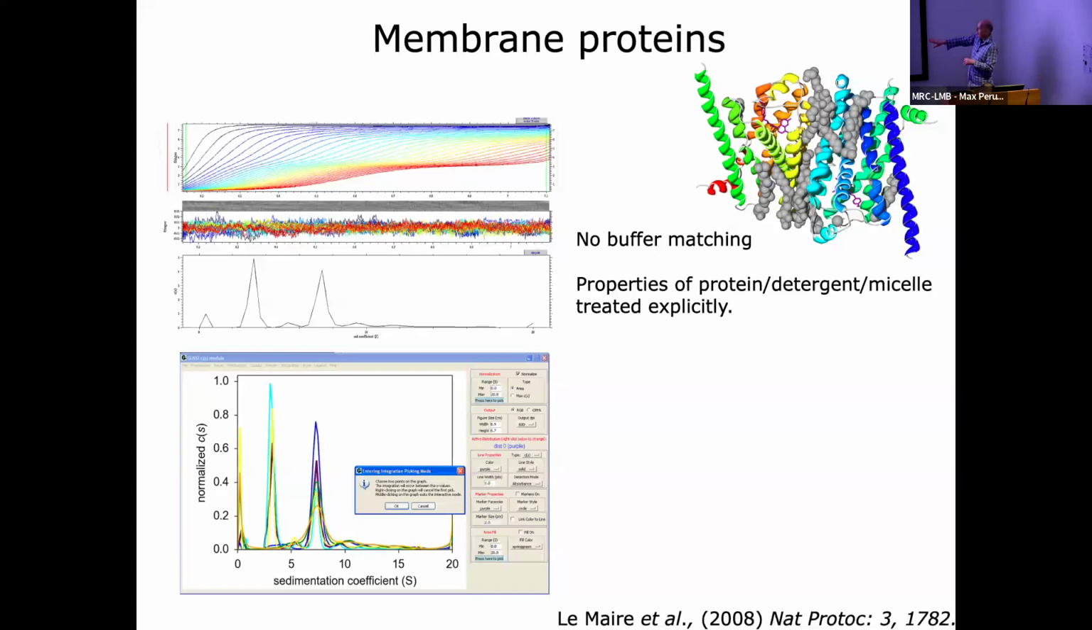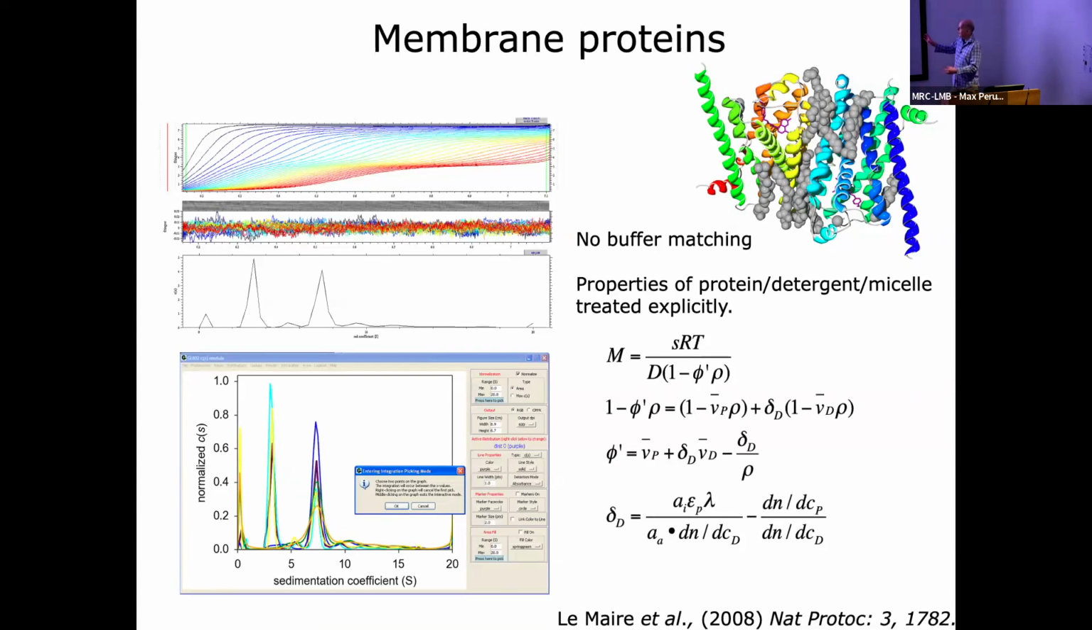Instead, a new technique here is to forget about trying to density match. Just treat the properties of the detergent micelle explicitly. You can see on the right-hand side we've got a peak for the protein, and on the left, the smaller one is actually the detergent micelle. So we can treat that explicitly.